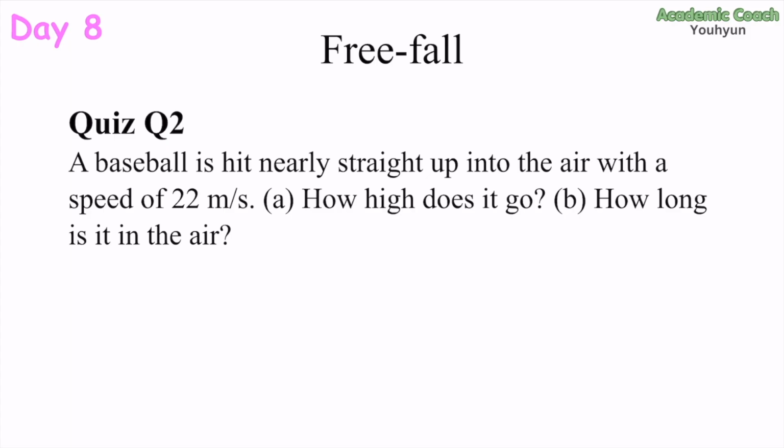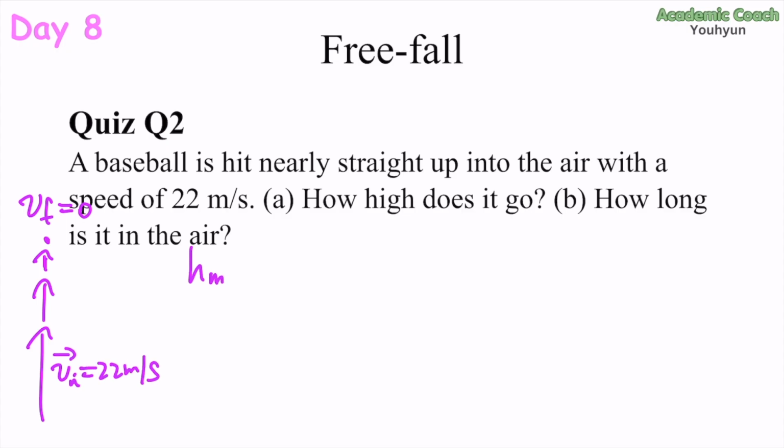Question number two. A baseball is hit nearly straight up into the air with a speed of 22 meters per second. So this time initial velocity is given. How high does it go? Again, for how high does it go, it means that it reaches the max height where it temporarily comes to a stop, where V final is equal to 0 and V initial is given.